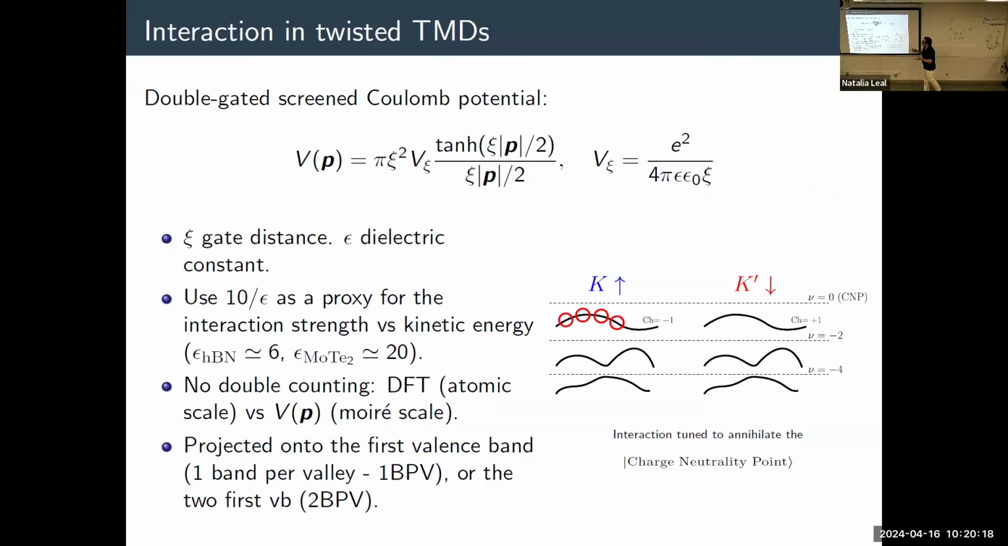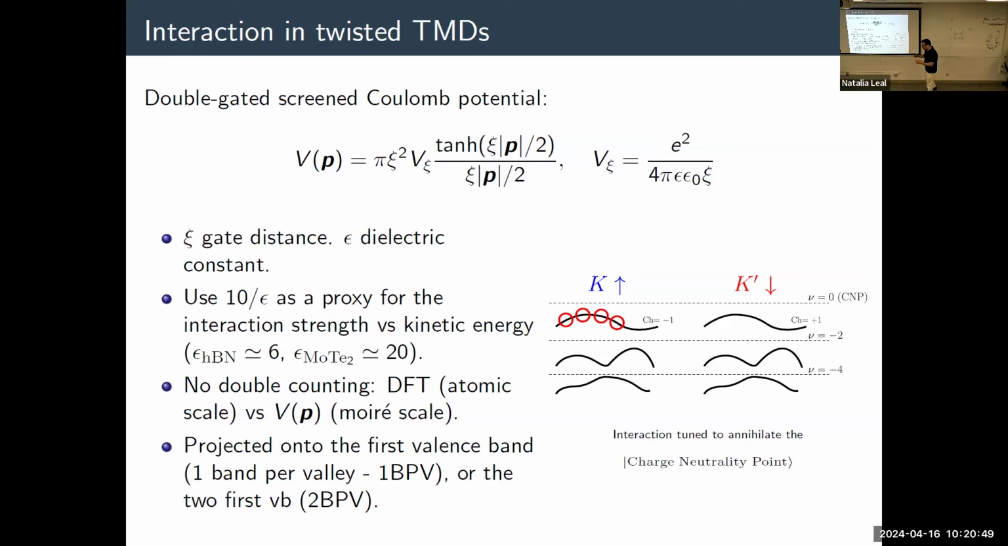The interaction that you have to consider in the system is the one that corresponds to the physical setup, where you have your twisted system encapsulated in hBN, and you have the top and bottom gates. So it's the screened Coulomb interaction. You will see a few phase diagrams with two parameters, including the gate distance, but this one is not really that important, as the gates are far away, actually. One important parameter is the dielectric constant.